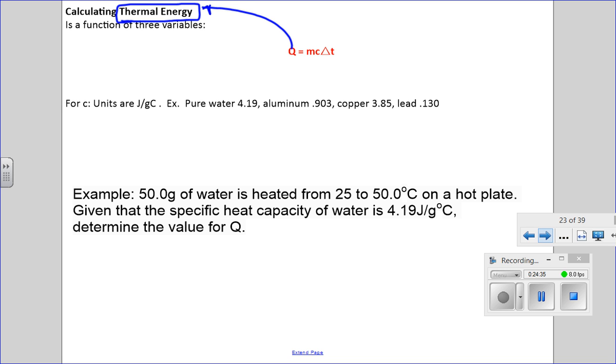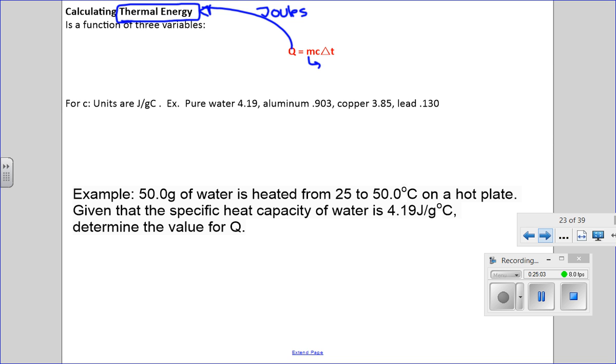Q is thermal energy. This is measured in joules, just like all of the other types of energy that we would have discussed in our last unit. So realistically, if I can calculate the thermal energy that something has, and its energy is converted into another form, well, it's already in joules.